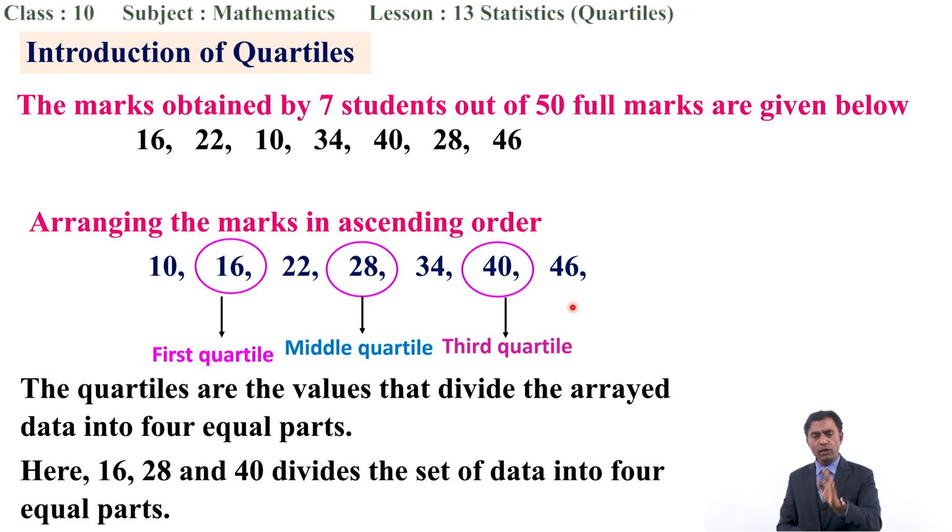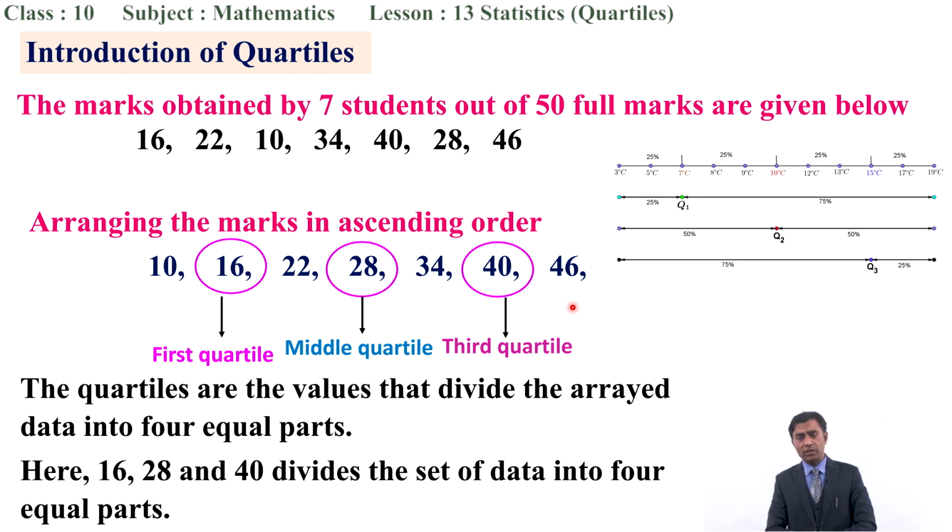28 is the middle one; comparing 16 and 40, it lies in between 16 and 40. So 28 is called second quartile, or middle quartile, and this is also called median. And third quartile, that 40, is called upper quartile. So 40 is written here as third quartile.